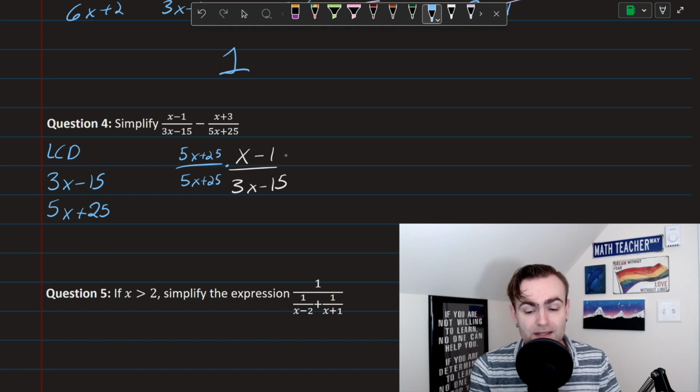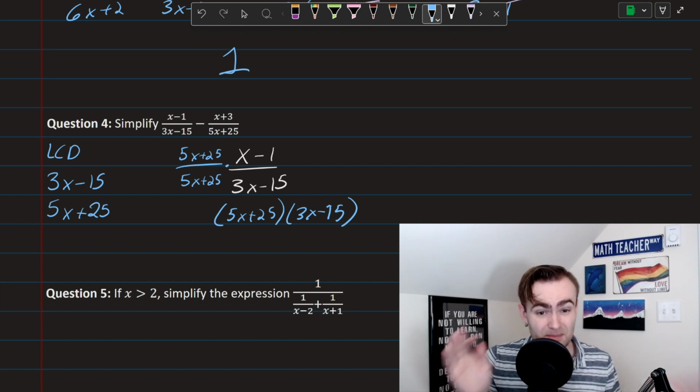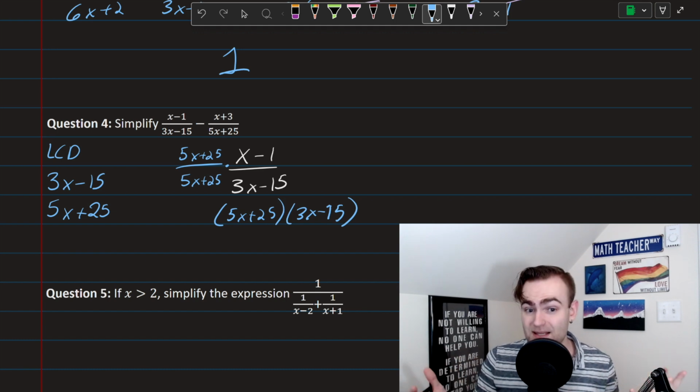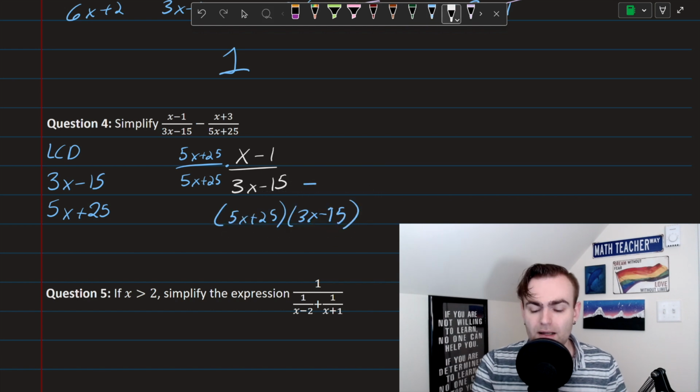Now, the denominator is going to be nice, I guess. It will be 5x plus 25 times 3x minus 15. We can distribute that, but I'm going to leave that as is for now in the off chance that something cancels out later. So this is going to be the common denominator for our fractions.